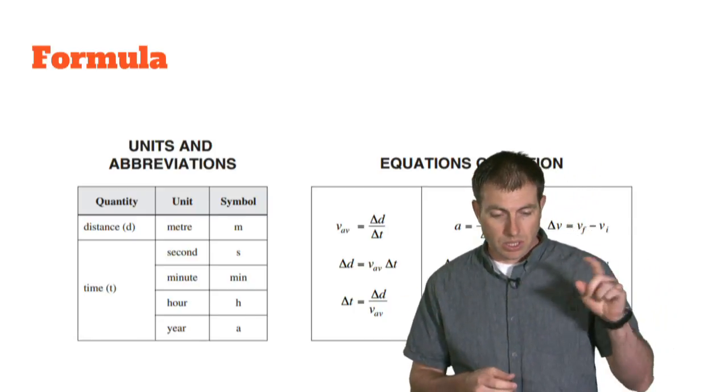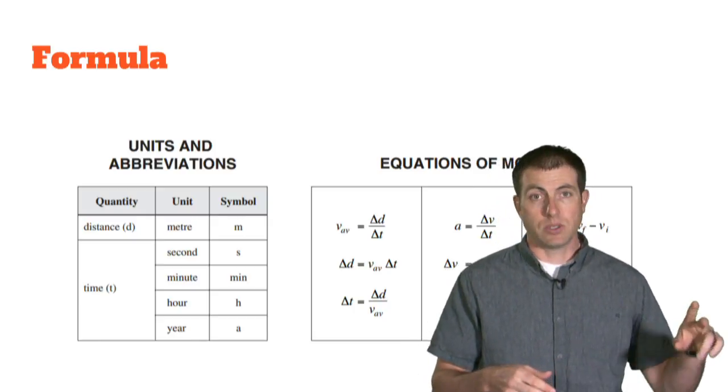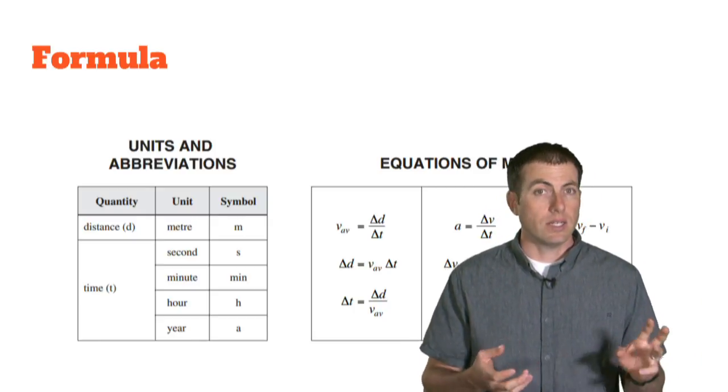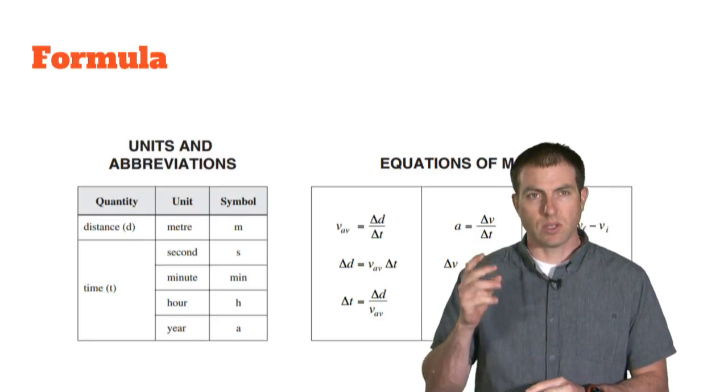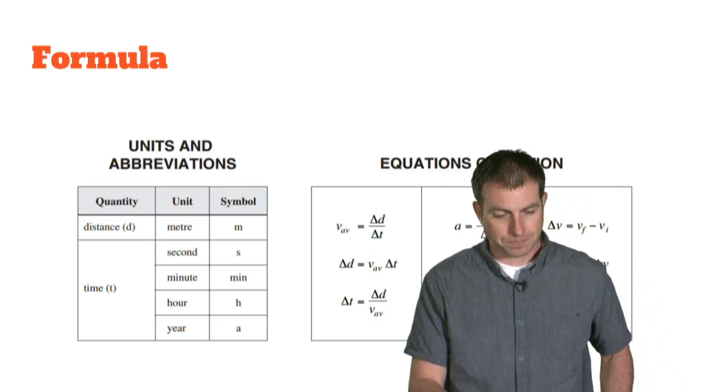Sometimes we're going to be interested in how far you went. Sometimes we're going to be interested in how long it took you to get there. And sometimes we're going to be interested in how fast you were going. So those are the three variations of the formula.